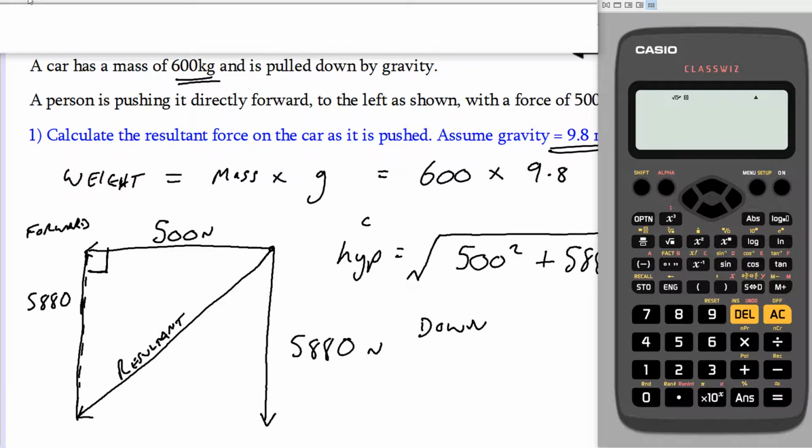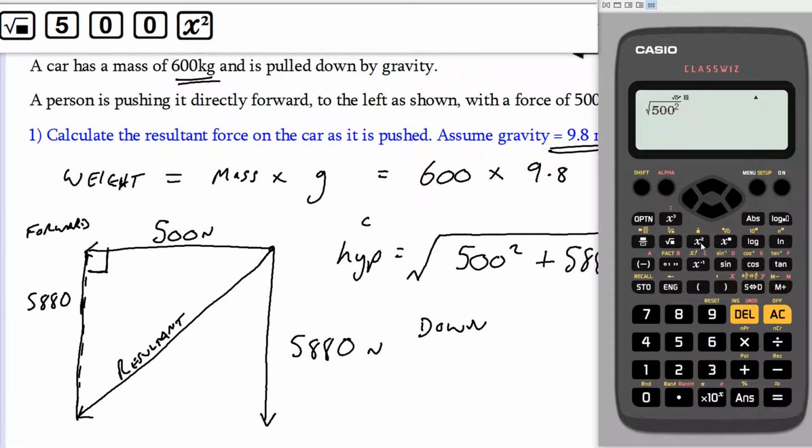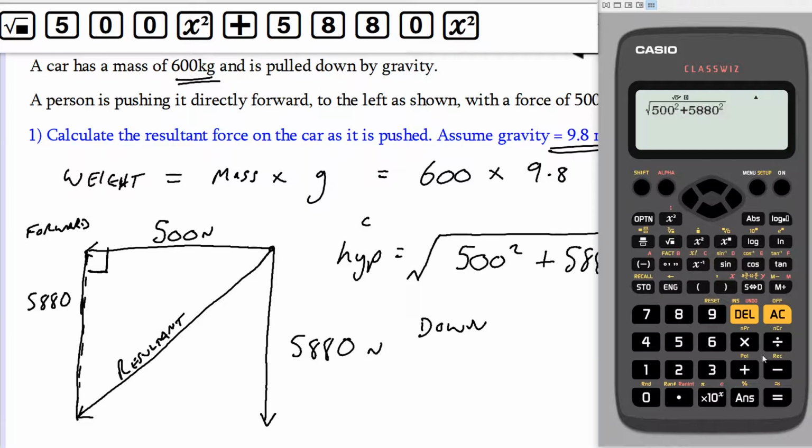I can do it in one step. So that number is 5880, even though it's a bit obscured. I can do square root of 500, then press x squared to get it squared, plus 5880, and then square that. It's 5901.22. So if it asked for two decimal places, you've got a 2 and a 2.